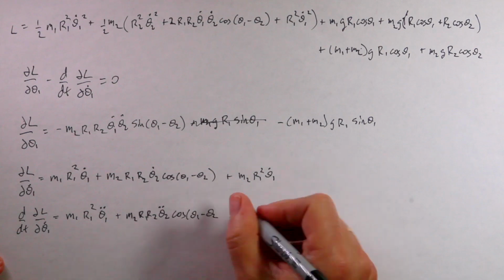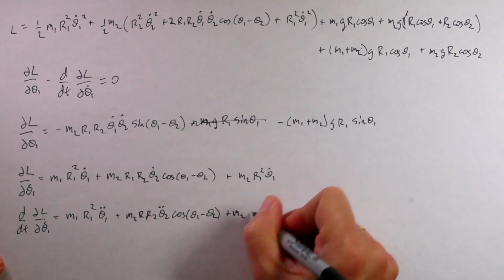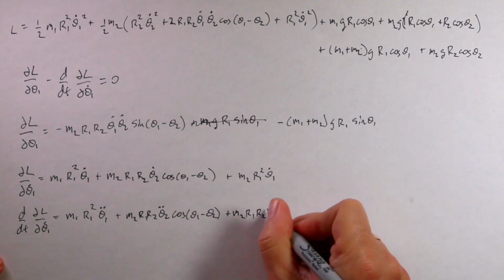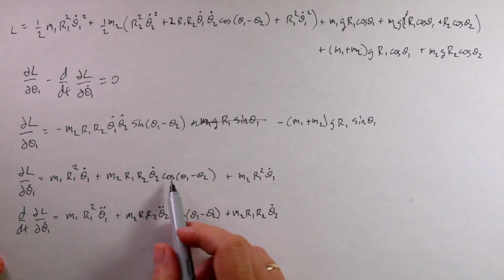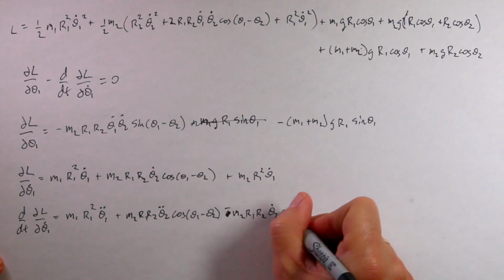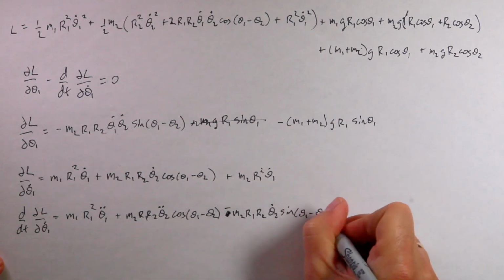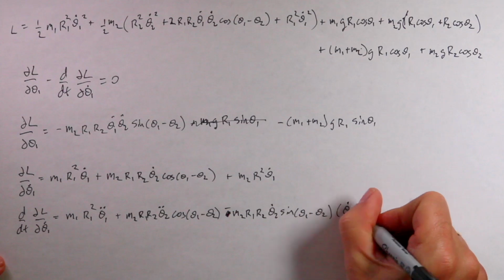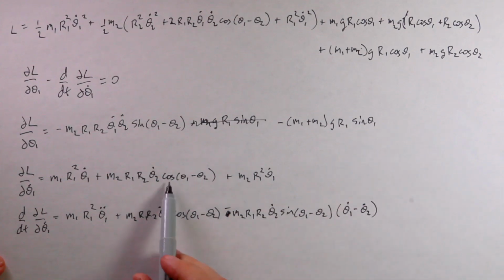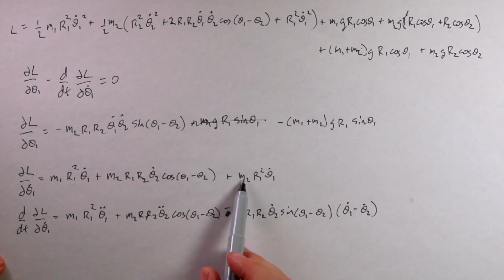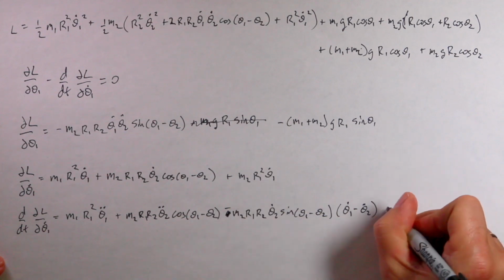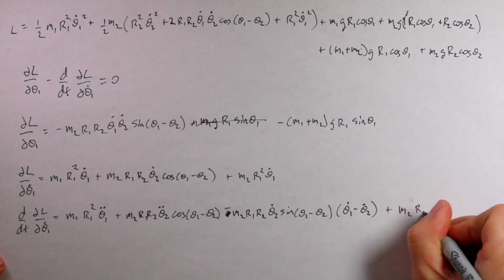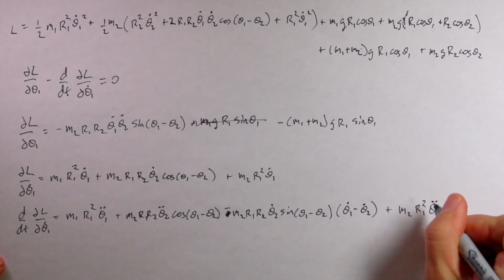Now I need to take the derivative of this. So I get another plus M2 R1 R2 theta 2 dot. The derivative of cosine theta is minus sine theta 1 minus theta 2. But now I need to take the derivative of the inside, and that's not 1, right? Because I have to take the derivative of theta 1 and theta 2, so I have to multiply this by theta 1 dot minus theta 2 dot. And now this last term is pretty easy because the only thing that depends on time is theta 1 dot, so I get plus M2 R1 squared theta 1 double dot.